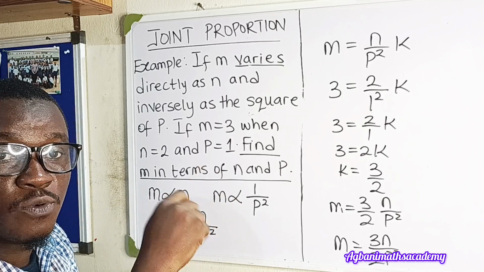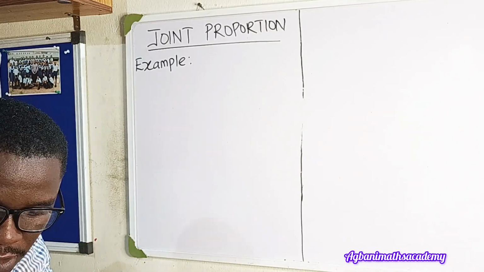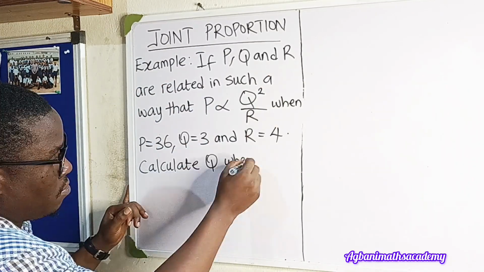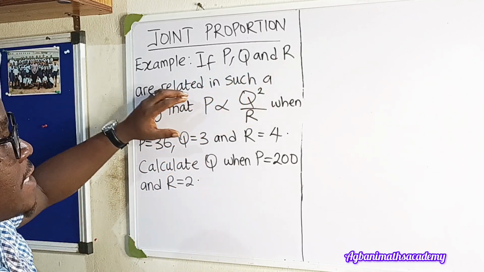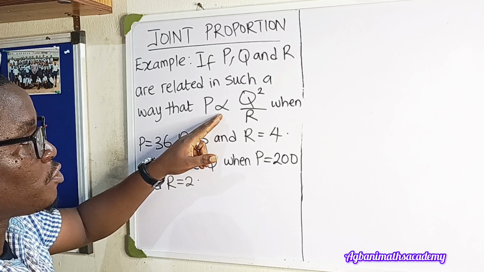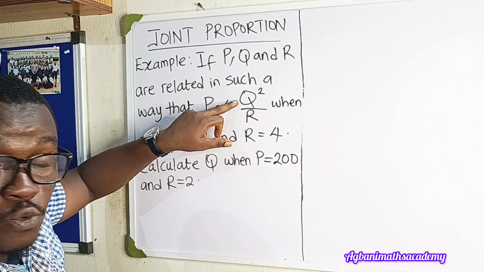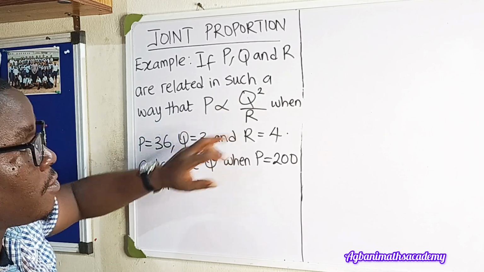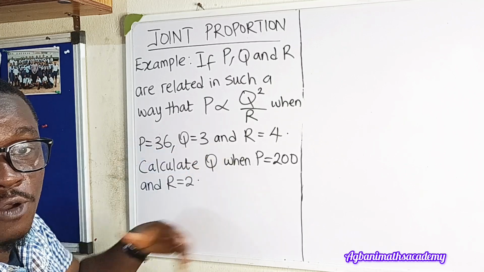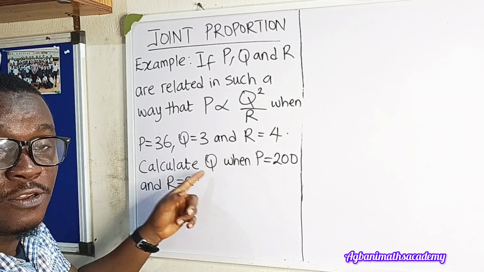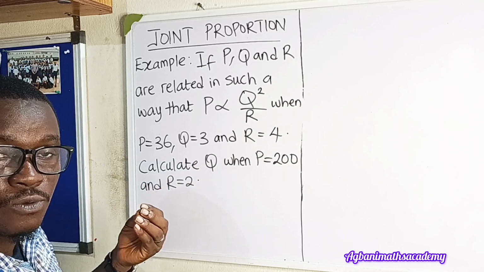Let's look at the second example before the assignment. So let's look at this example. We are told that if P, Q, and R are related in such a way that P is proportional to Q squared all over R, that means P is directly proportional to Q squared and inversely proportional to R. When P is equal to 36, Q is equal to 3, and R is equal to 4, we're expected to calculate the value of Q when P is equal to 200 and R is equal to 2, right?